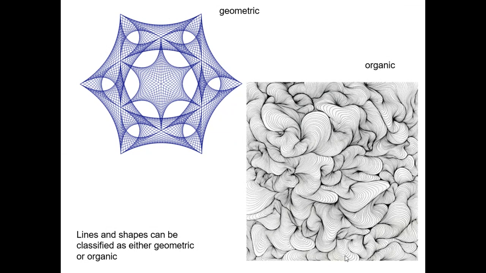So generally speaking, when we look at an artwork, it will probably tend toward one or the other, either a stronger, more dominant use of geometric lines and shapes or a more dominant use of organic lines and shapes. It's not to say that you can't have an artwork that mixes both, but usually one is predominant in the piece.